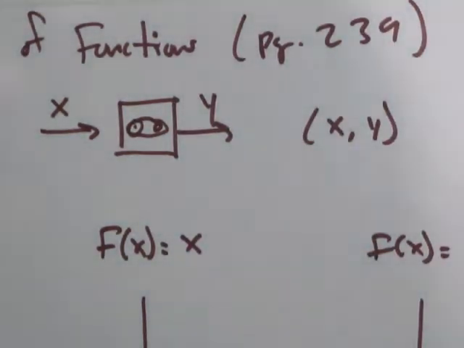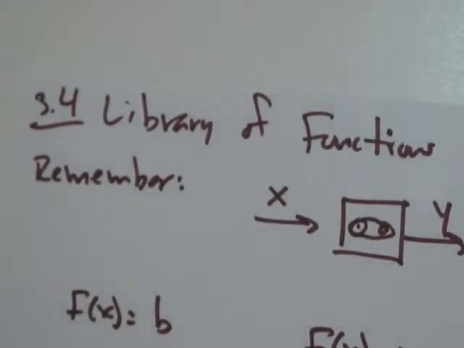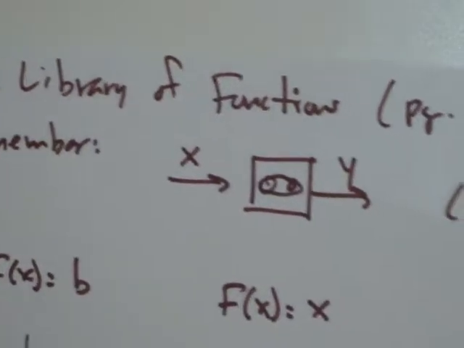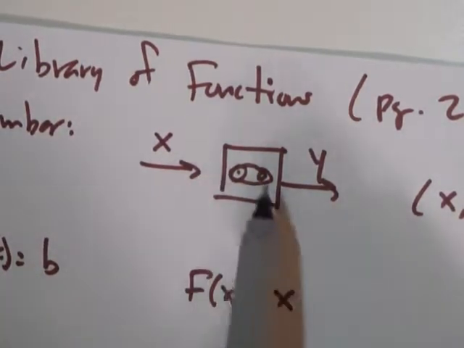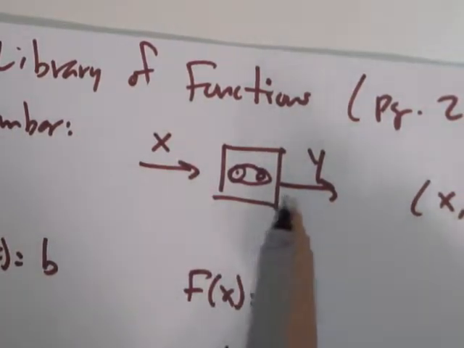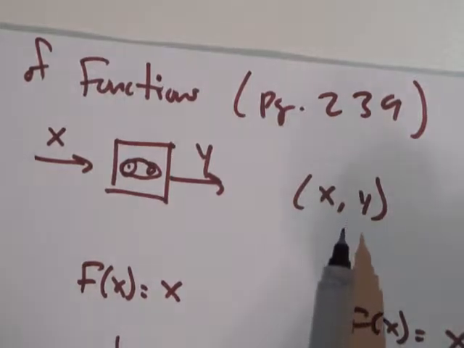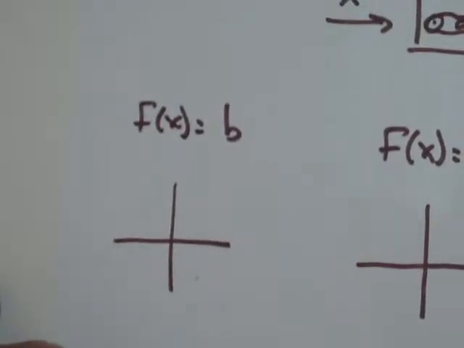Alright guys, so let's take a look at section 3.4, the library of functions. The big thing with this is to remember how a function works, and that's we have the little function machine, an x goes in and a y comes out, and that corresponds to the point x, y on the graph. Okay, so let's take a look at a couple of ones they have here.